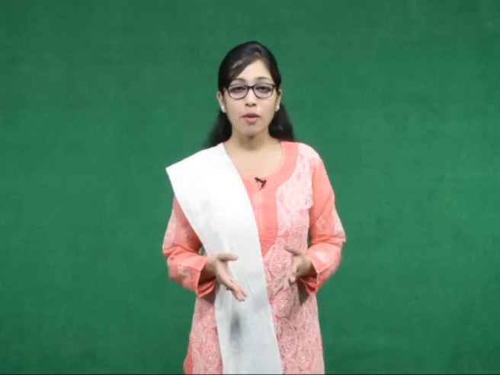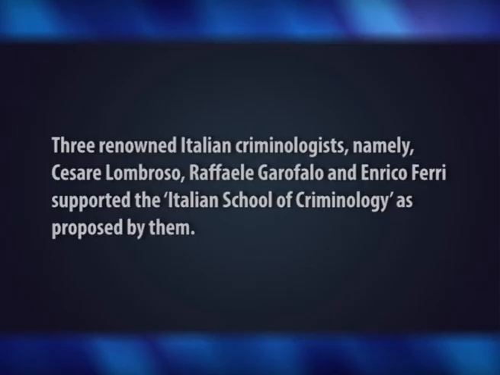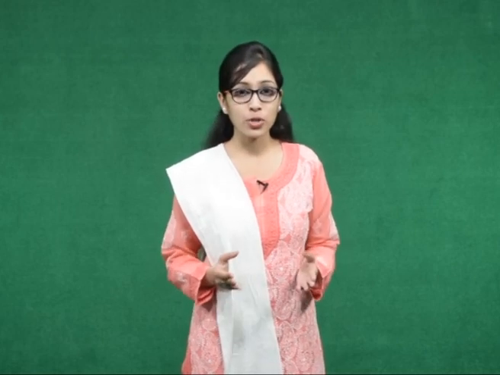The definition of crime and its evolution has been proposed by different criminologists. Three renowned Italian criminologists, namely Cesare Lombroso, Raffaele Garofalo and Enrico Ferri, supported the Italian school of criminology as proposed by them. The differential association theory was proposed by Edwin Sutherland. The theories proposed concentrated upon the origination of criminal behavior.